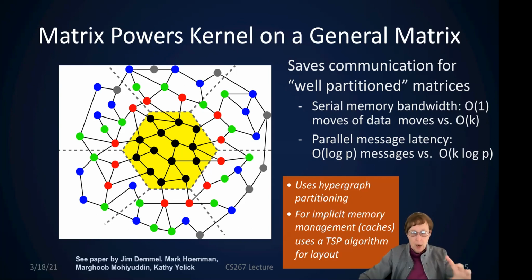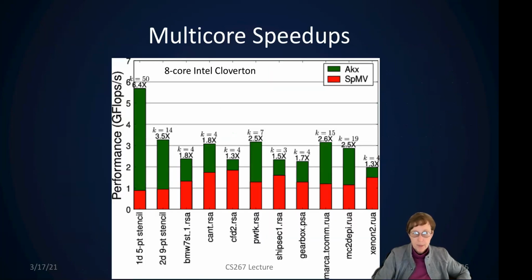And then still, because you don't really control the cache hierarchy explicitly, they lay things out using a traveling salesperson problem algorithm to lay out the matrix and minimize the number of cache misses. And these are the kind of speedups that they get, where the red is the original running time.